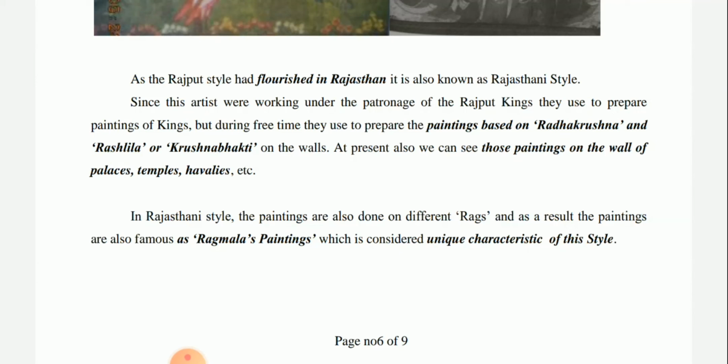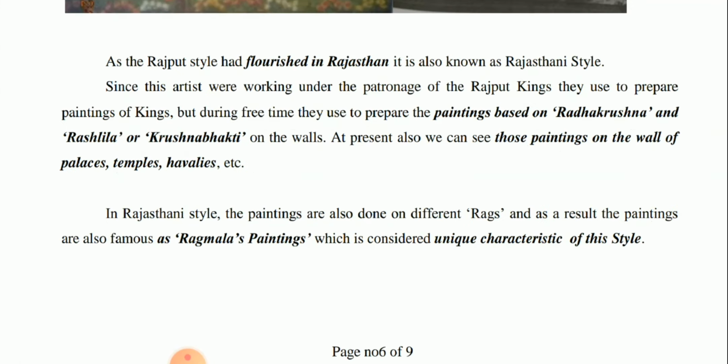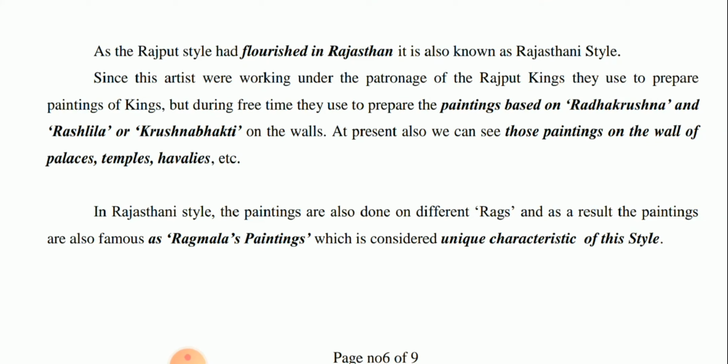So we begin. As the Rajput style has flourished in Rajasthan, it is also known as Rajasthani style. Since these artists were working under the patronage of Rajput kings, they used to prepare the paintings of kings. During the free time, they used to prepare the paintings based on Radha Krishna and Raas Leela or Krishna Bhakti. They all were Krishna Bhakt, and that is why their main theme was Krishna Bhakti. So they had prepared the paintings on this topic.